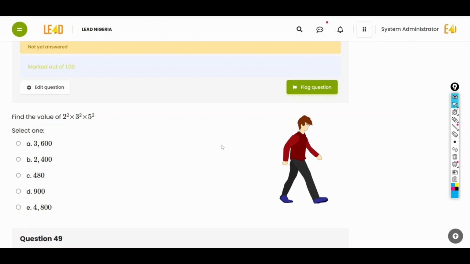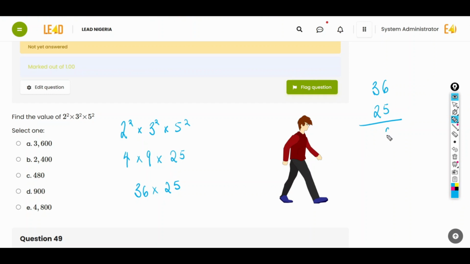All right, 48 says we should find the value of 2 raised to the power of 2 times 3 raised to the power of 2 times 5 raised to the power of 2. So this is 4 times 9 times 25. So this is 36 times 25. All right, so let's do the math. 36 times 25. 5 times 6 is 30, 0, carry 3. 5 times 3 is 15, 15 plus 3 is 18.